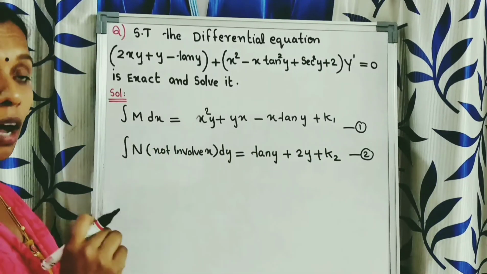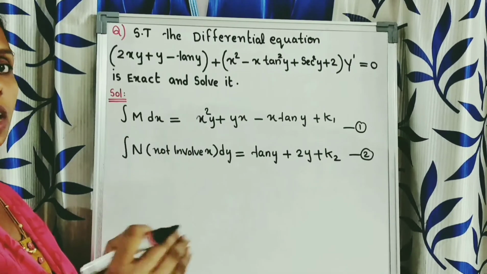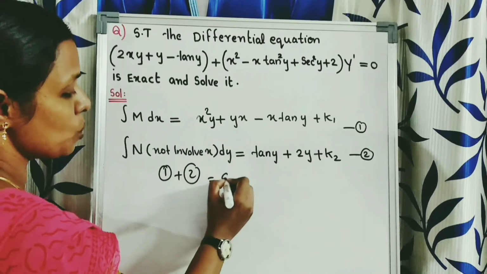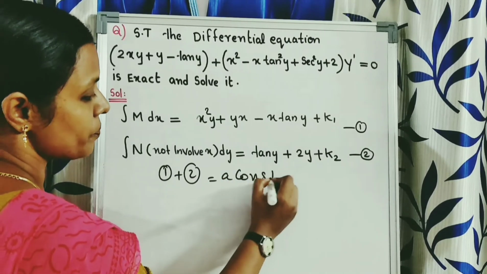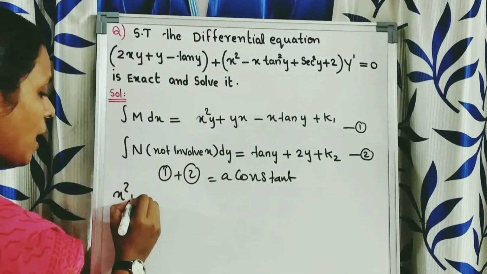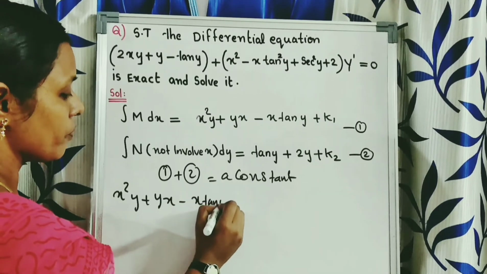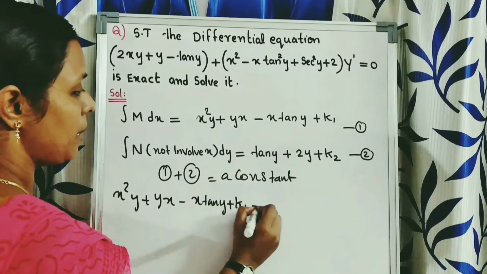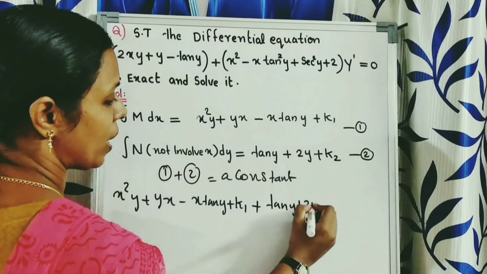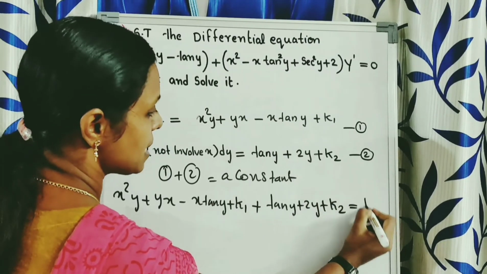Now the solution of the given differential equation is the sum of the two expressions equal to a constant. That is, equation 1 plus equation 2 equal to a constant. Here equation 1 is x square y plus yx minus x tan y plus k1, plus equation 2, which is tan y plus 2y plus k2, equal to a constant. We can say it as k.